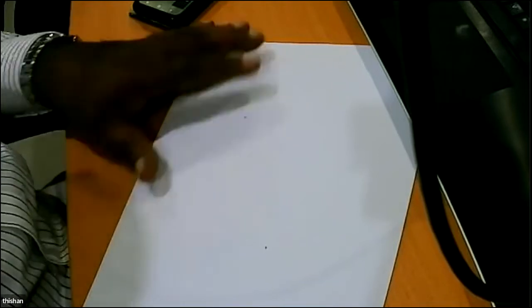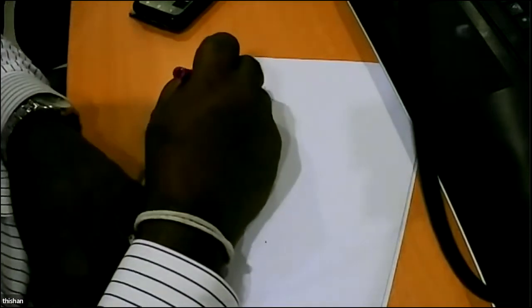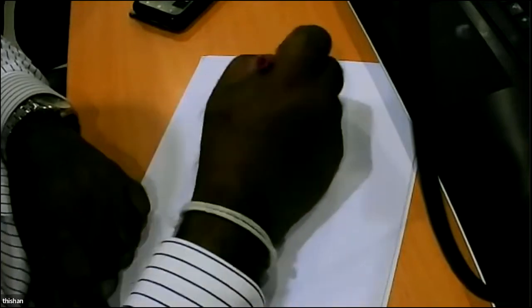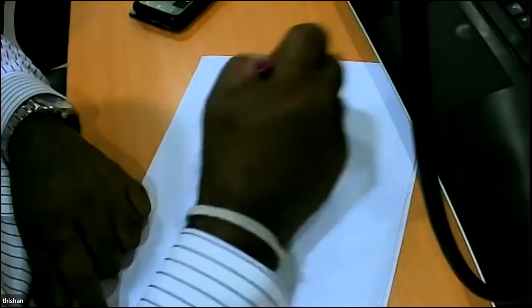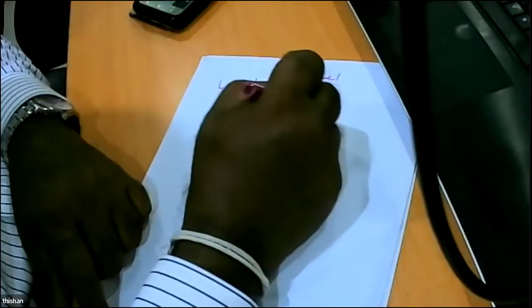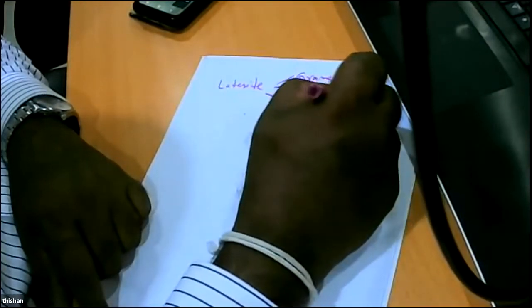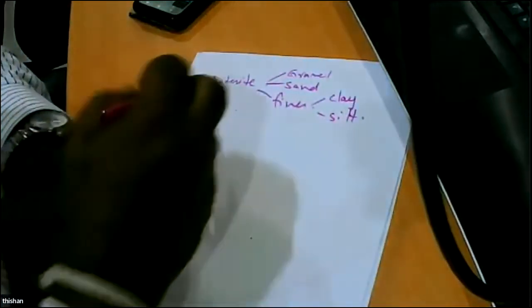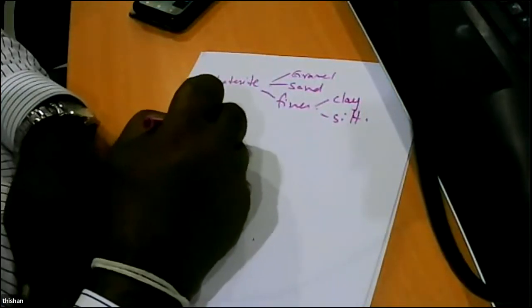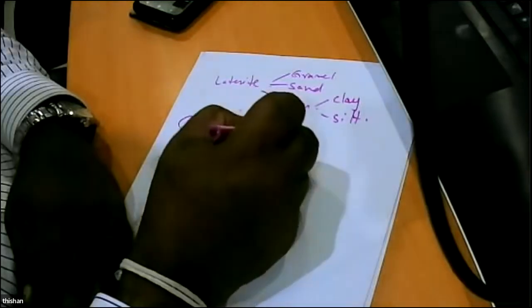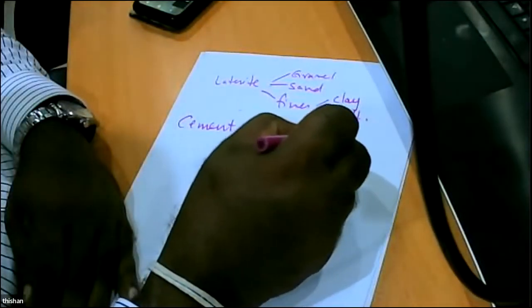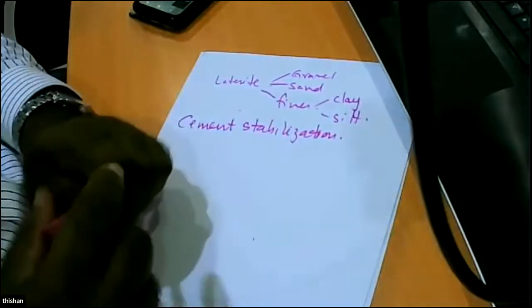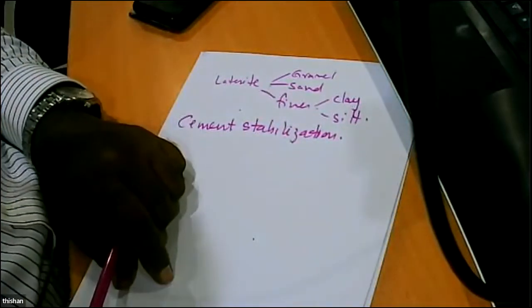But now we come to the construction aspect of it. So we have a soil, it's a laterite soil, and it is full of gravel, sand, and fines, and can contain clay and silt. So these are ideal materials for cement stabilization. Cement stabilization, and I can show you one. I'll stop this one and I'll share the screen.